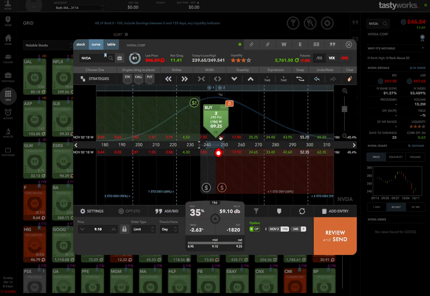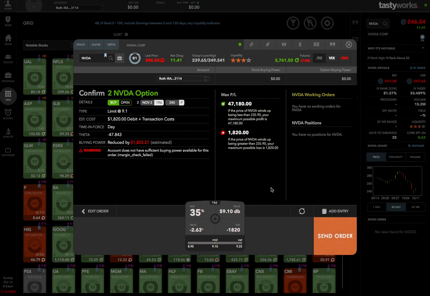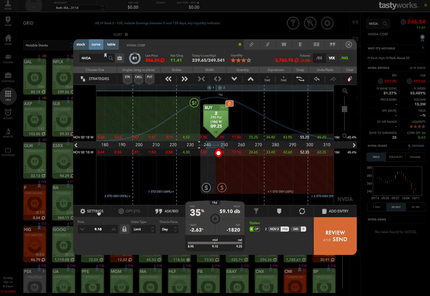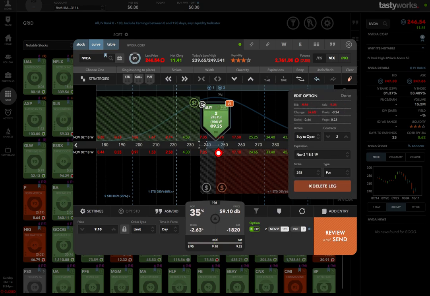So I like it. If I think the stock's going down, 245 put, 19 days. Okay, review. It's going to cost me 1820. My buying power will be reduced by 1822 because of the transaction fees. Great, it's going to cost me $2.27 to put on this trade. I'm going to push send order because I like it. And that's how you do the put, and that's how you do the call.